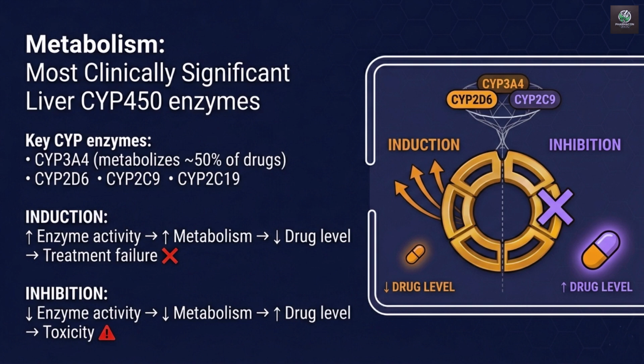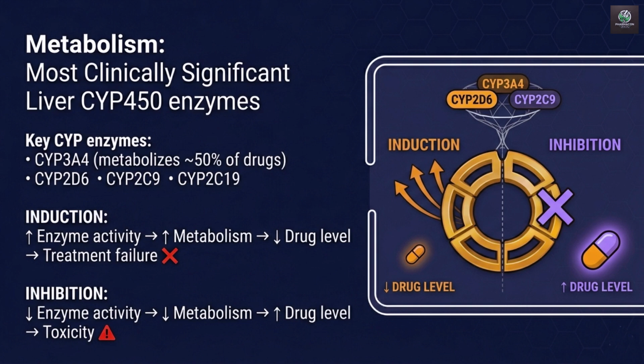Enzyme induction occurs when one drug increases the gene expression of a cytochrome P450 enzyme, leading to greater enzyme production and accelerated metabolism of co-administered drugs. As metabolism increases, plasma drug concentrations fall, potentially reducing therapeutic effectiveness.